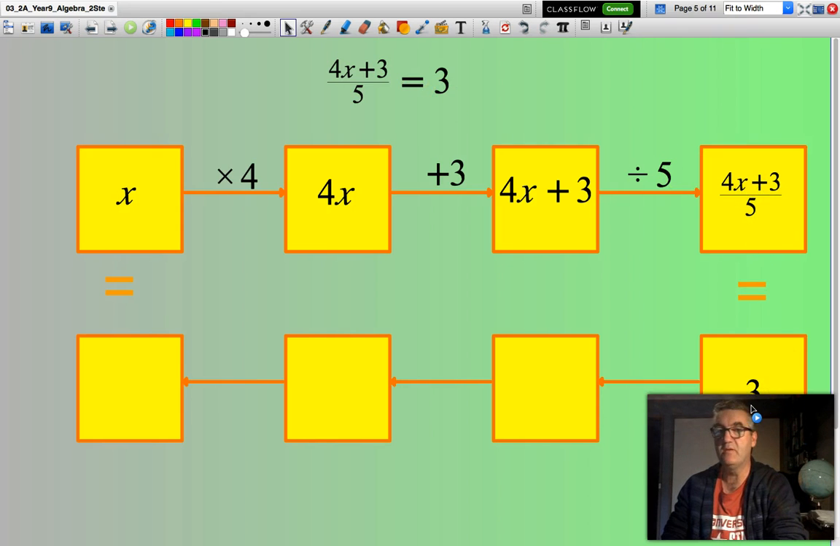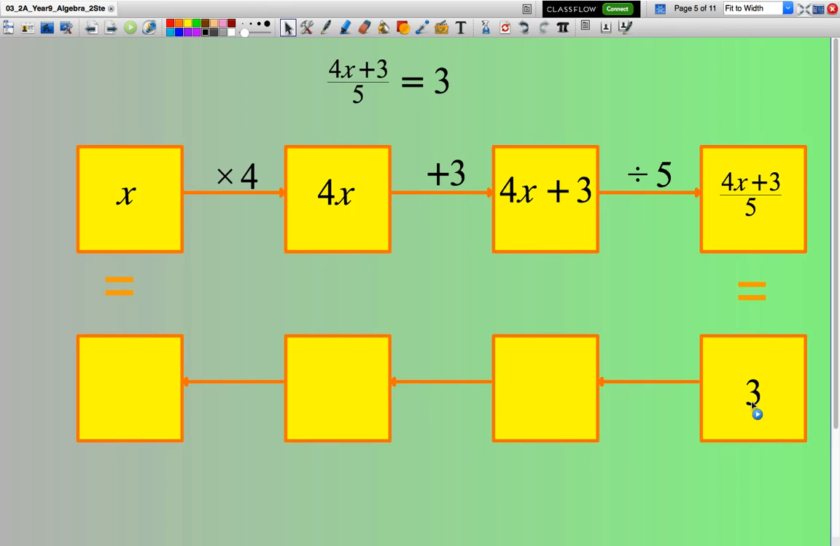What I need to do now is just operate in the reverse direction. So I need to do the inverse of dividing by 5, which is multiplying by 5. That gives me 15. 3 times 5 is 15. Now, the inverse of adding 3 is subtracting 3. So 15 minus 3 is 12. And the inverse of multiplying by 4 is dividing by 4, which gives me a value of 3. So I can say x equals 3.